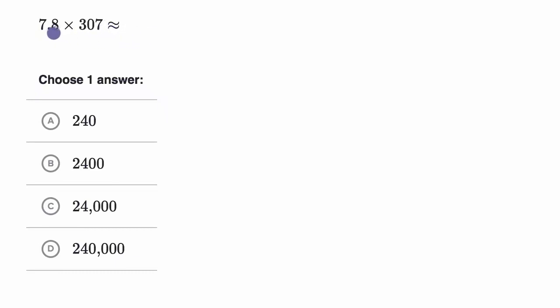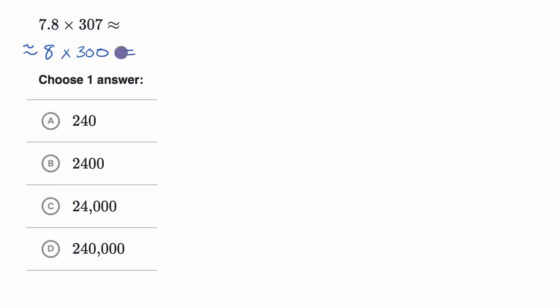All right, so the way that I would think about doing it, even if I was trying to do this in my head at the supermarket or something, I'd say, well, okay, I probably need paper to do this properly. But gee, 7.8 is awfully close to 8, and 307 is pretty close to 300. So maybe I can estimate this by multiplying 8 times 300. Now, this isn't going to be exact. It's definitely going to be off, but it's going to give me a good sense of roughly what 7.8 times 307 is. So what is 8 times 300?